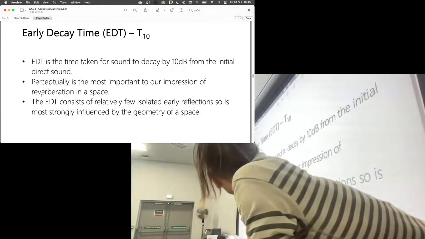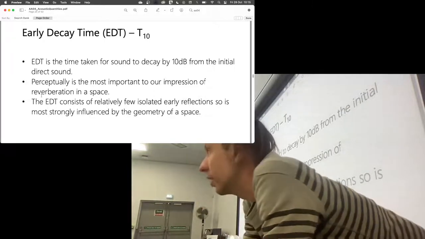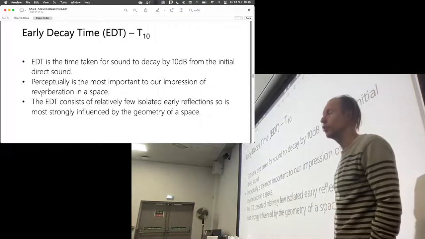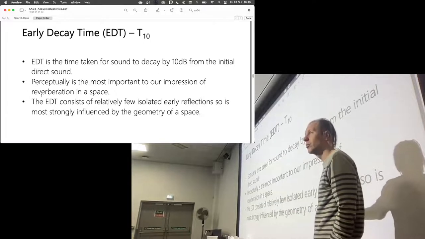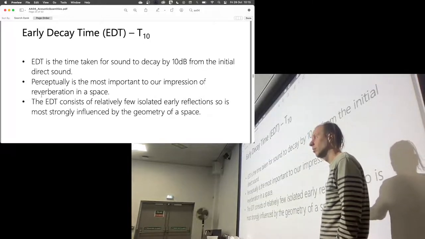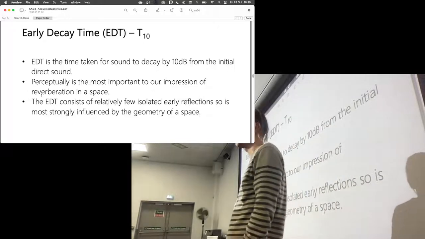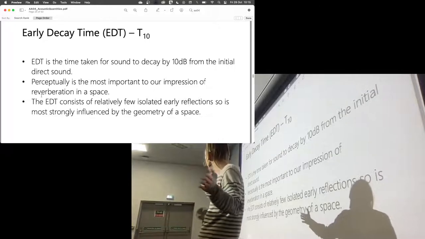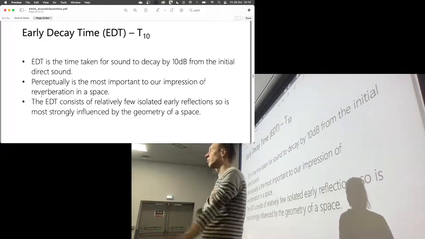Okay, so early decay time is quite crucial. It is typically controlled by the geometry of the space. The geometry of a space has to do with early reflections, most of all. So if I modify this space, if I splay the walls, if this would be oriented towards you, there would be a massive difference here.